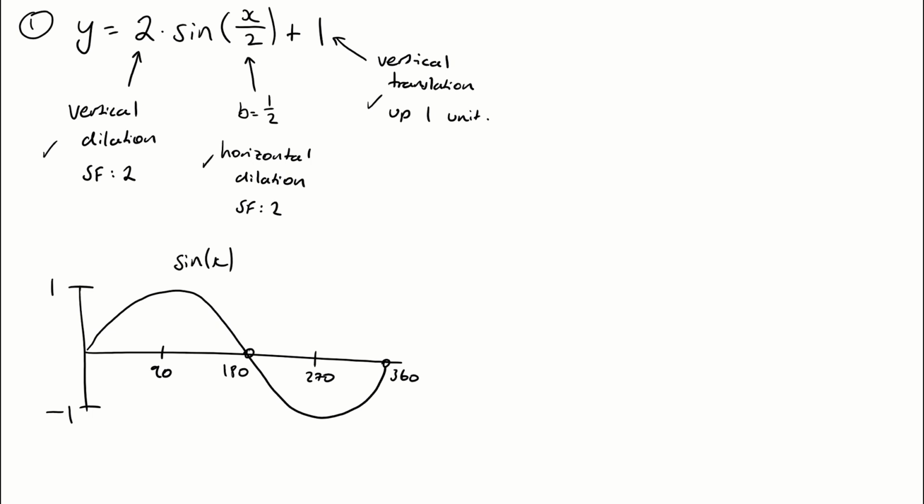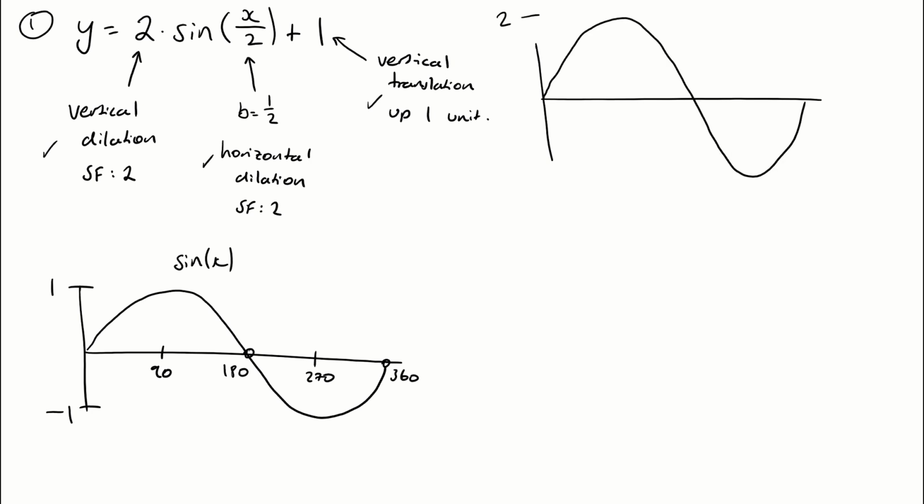So let's start with the vertical dilation part. Let's just start by vertically dilating this thing, so making it a lot taller and steeper. We're now running up here from 2 down to -2. But we've not changed the width of anything. So we're still here at 180 and we're still here at 360. So that's this point here done.